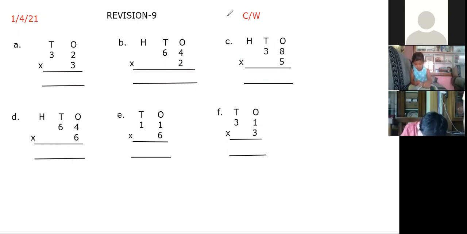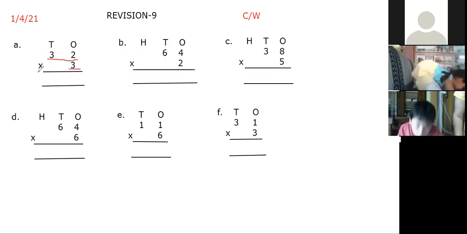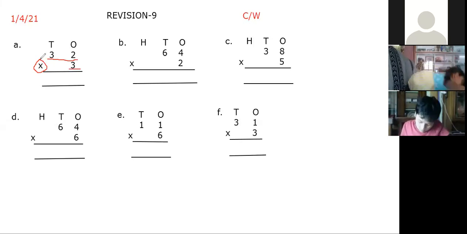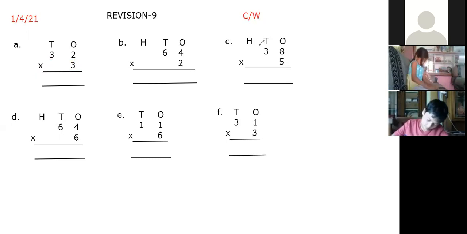Our first question is 32 multiplied by 3. You all should know how to read the question. I hope you all remember that this is the multiplication symbol, right? So you have to read that symbol also. So the question is 32 multiplied by 3.